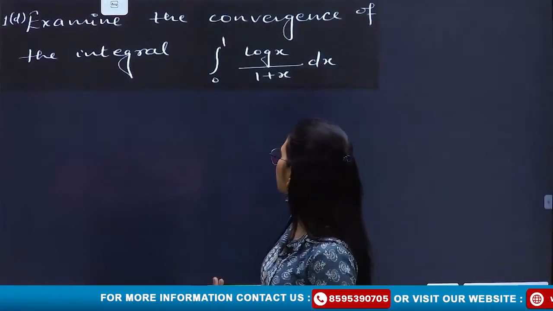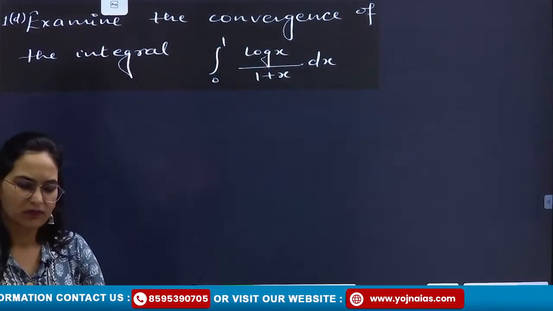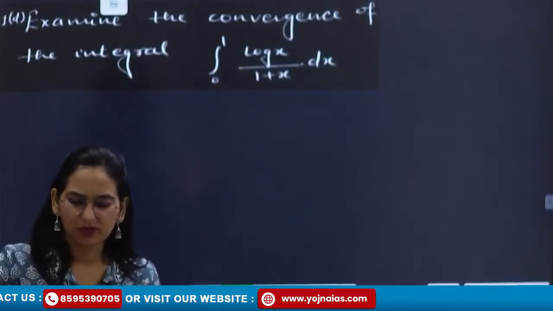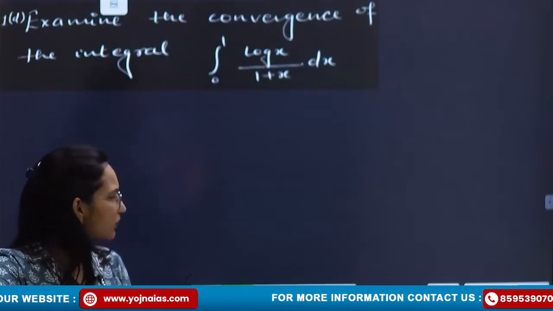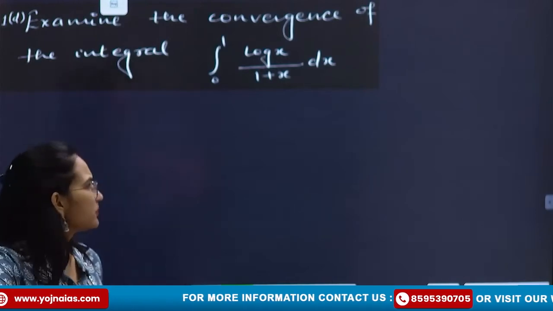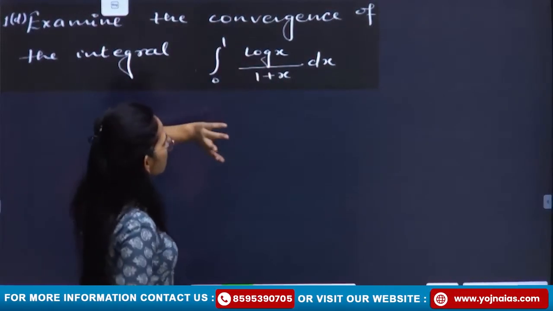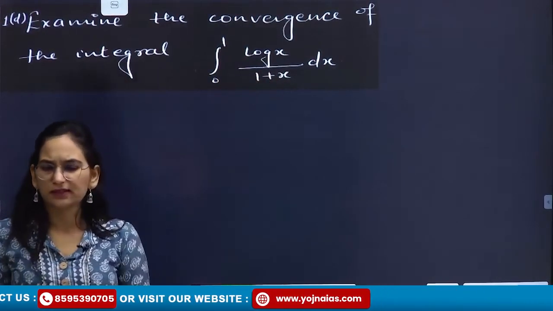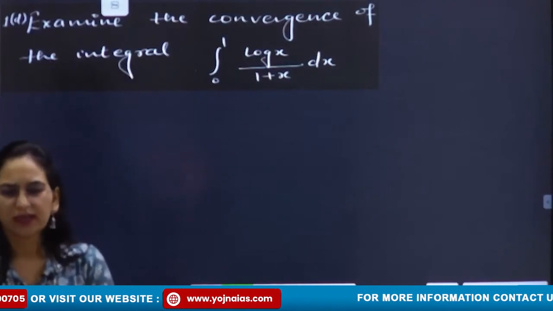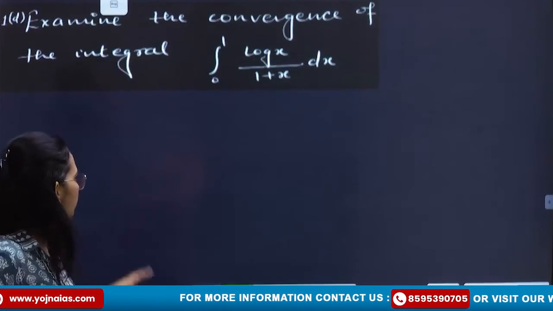Then examine the convergence of the integral from 0 to 1 of log x over 1 plus x dx. What is this? Which topic does this question belong to? This is a question from improper integrals. Whenever you put 1, that is 0, but that is not the problem. But if x equals 0, then you would get log 0 which is minus infinity. That is why x equal to 0 is a point of infinite discontinuity, right?